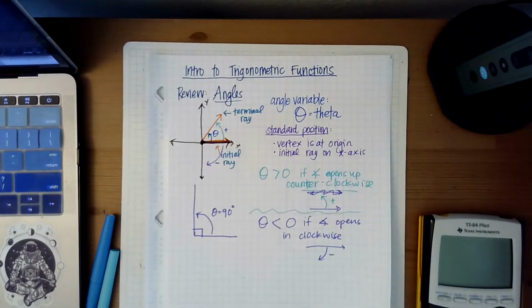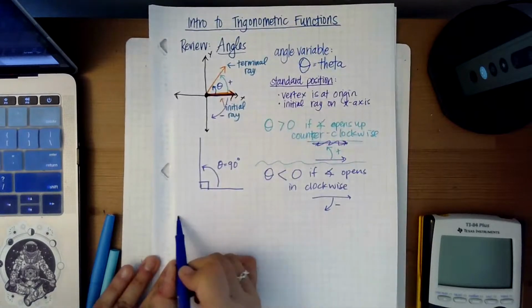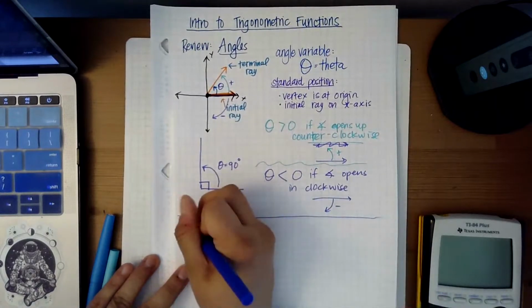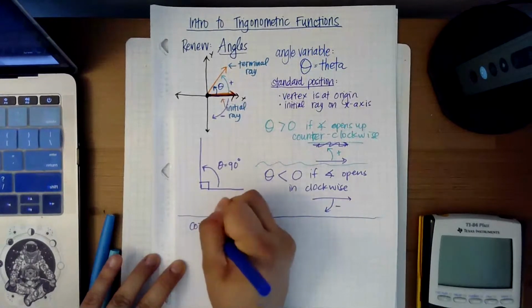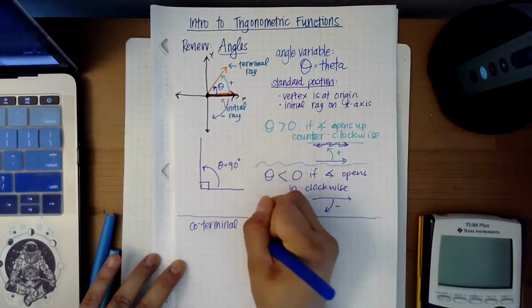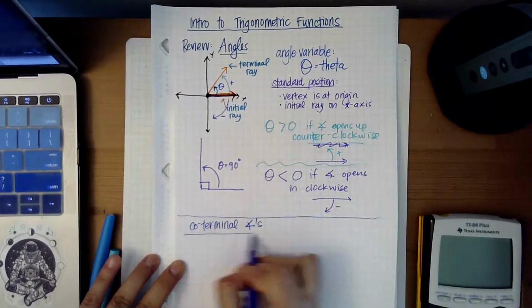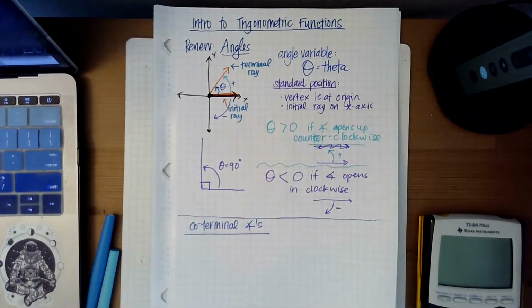Another little crash course on angles is called coterminal angles. That's my symbol for angles. And let's talk about what coterminal angles are. These are angles that share the same initial ray and terminal ray, but the direction of analysis differs. They're equivalent, but they have different values.